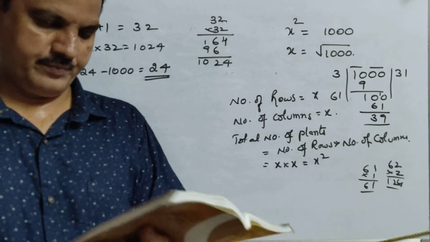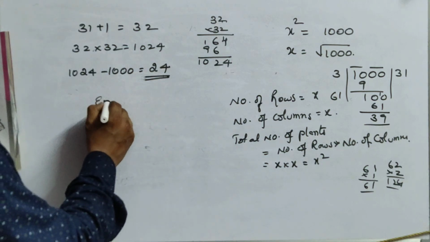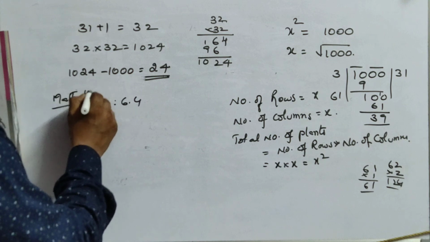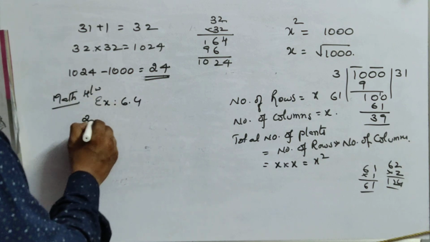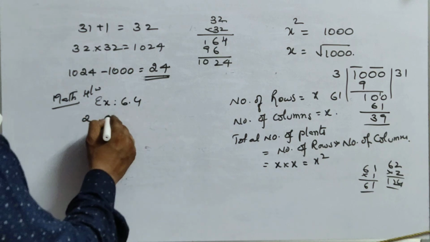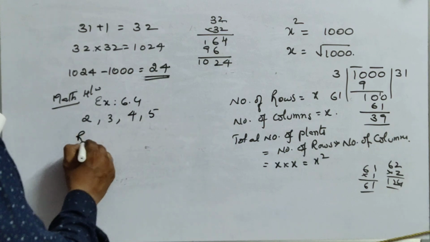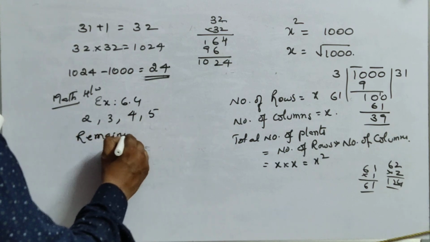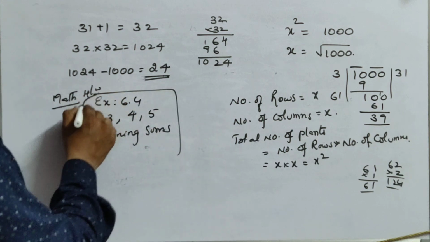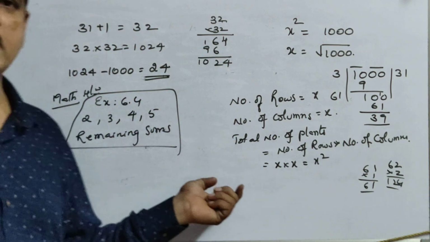Okay? Try it once. So that means exercise 6.4 homework, maths homework: second Roman, third, 4, 5 remaining sums. Okay? The sums which I have explained, I will send the key for that.